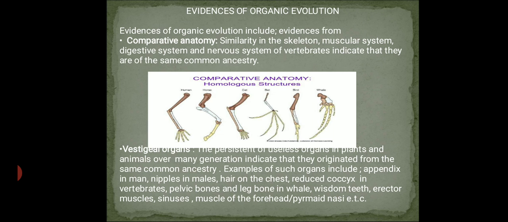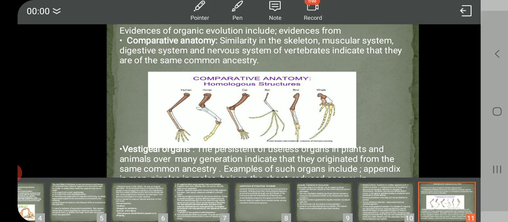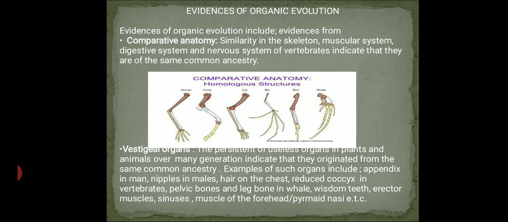Evidence of organic evolution includes: 1. Comparative anatomy. Similarity in the skeleton, muscular system, digestive system, and nervous system of vertebrates indicates that they are of the same common ancestry. If you look at this picture, this is a comparative anatomy of homologous structures of different vertebrates. You will see that the pentadactyl limb of human is similar to that of horse, cat, bat, bird, and whale.